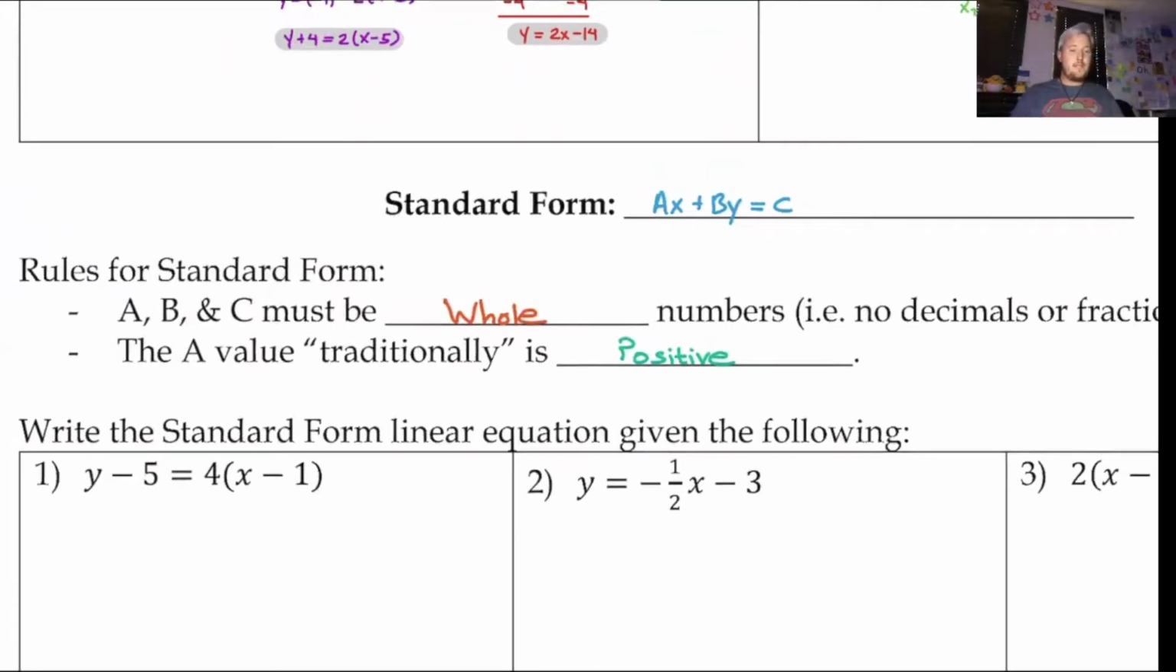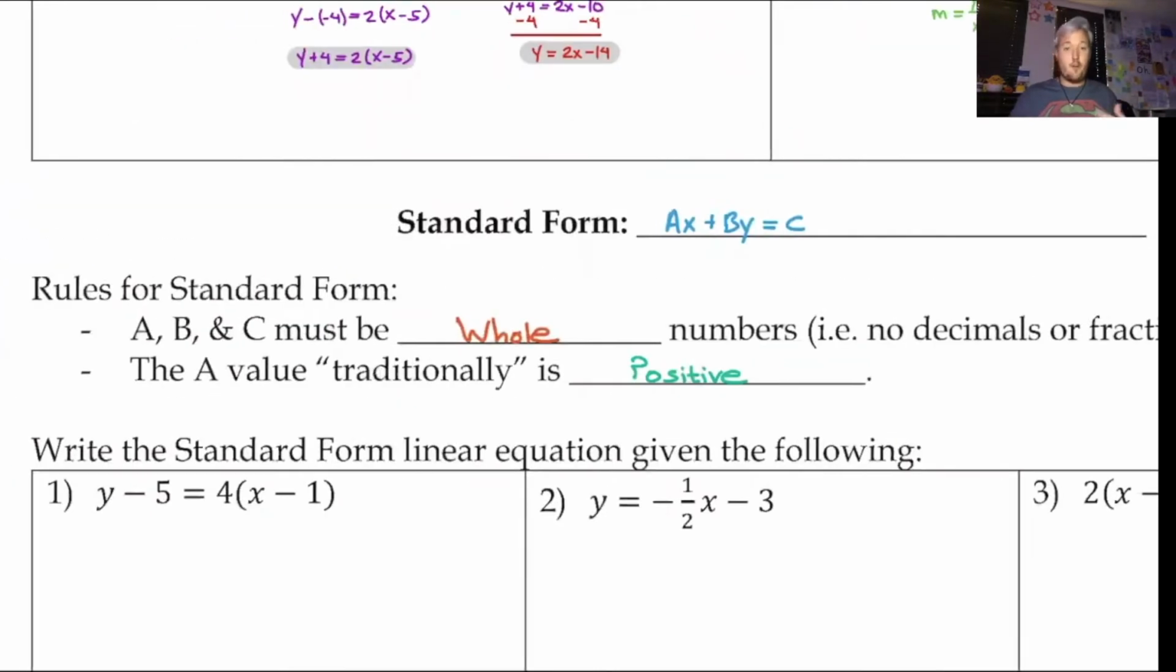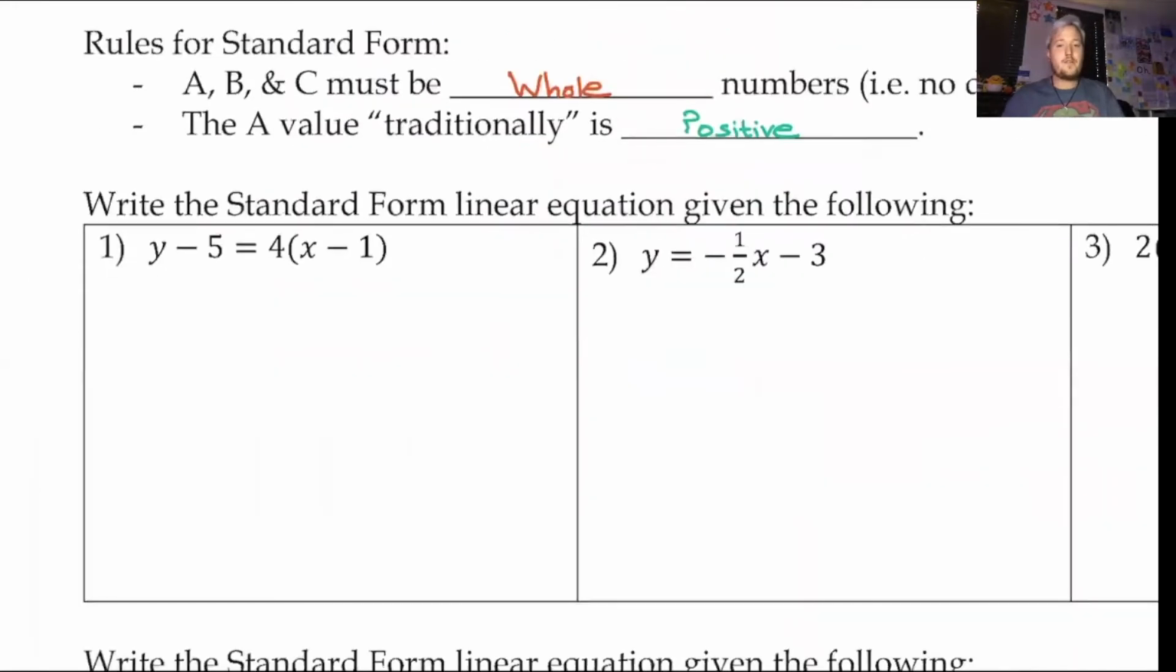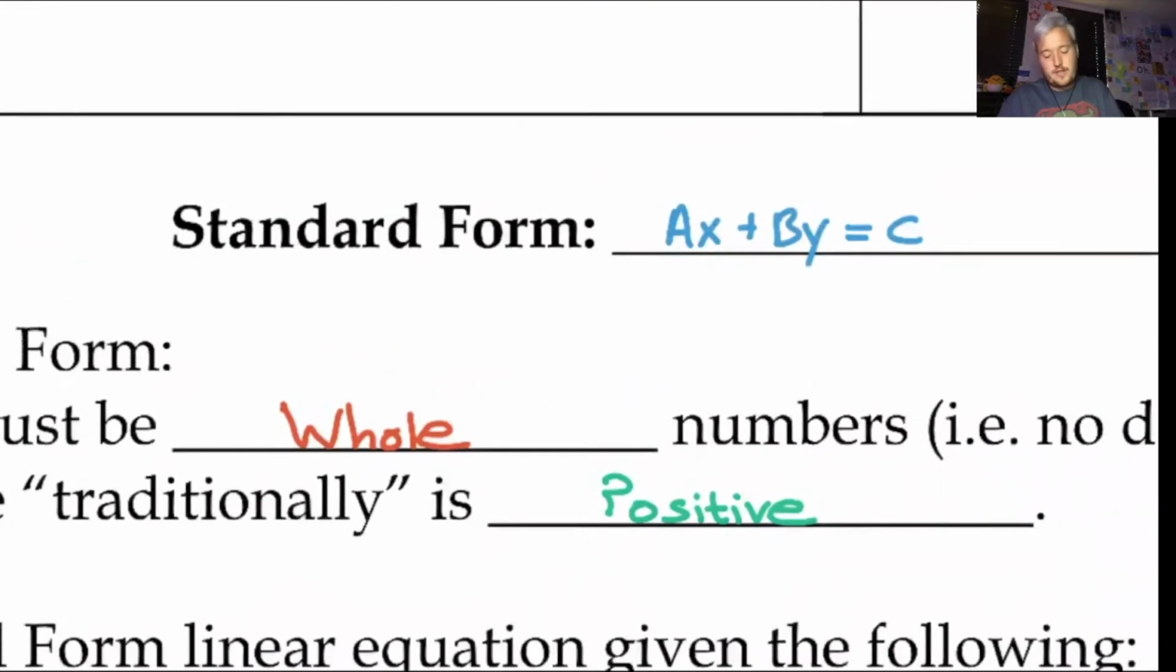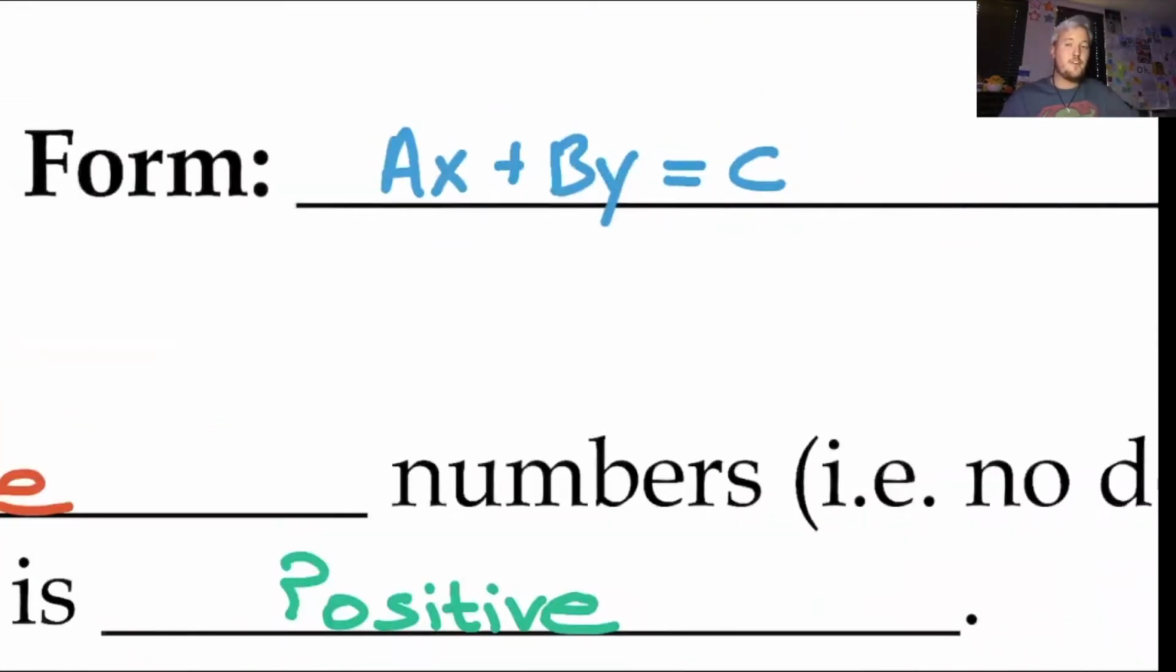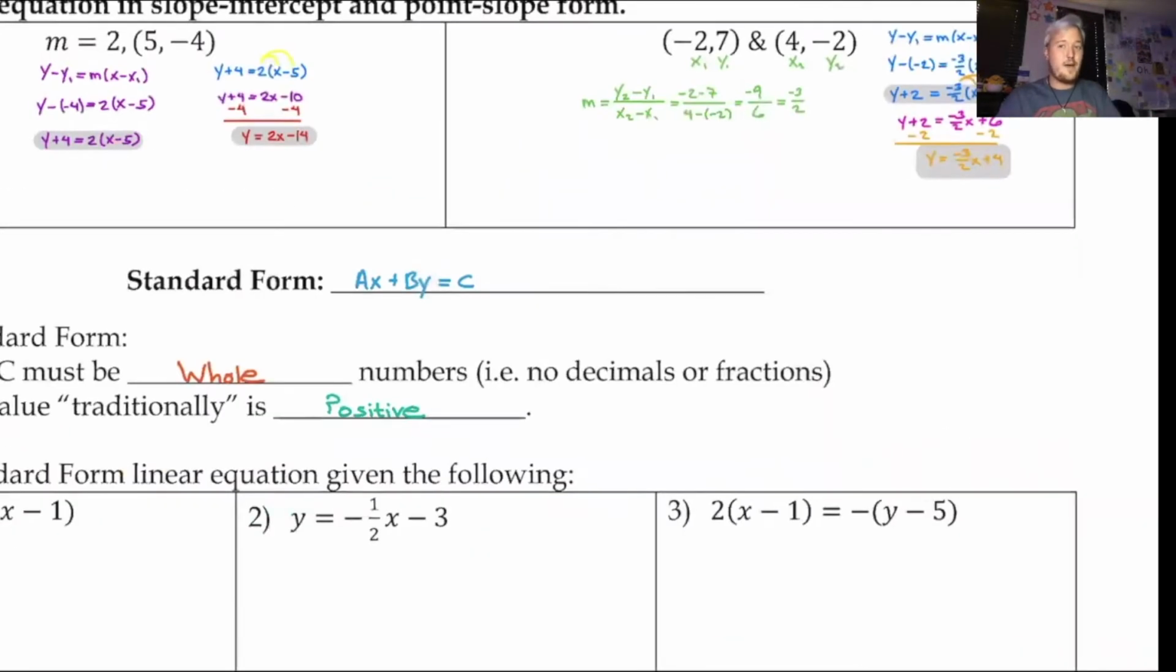Now for standard form, we're going to incorporate another equation. Your a, b, and c values are going to be whole numbers. And your a value is traditionally going to be positive. Unless they give you an a value that is negative, you have to rewrite it so that it is positive. Based on whatever equation I give you, you want to write it in standard form. Just know that your x and your y values are on the same side and your a value is positive. It doesn't matter what the b and c values are. The a value has to be a positive whole number.